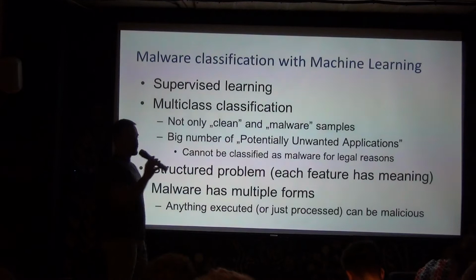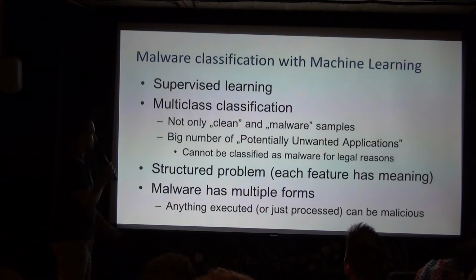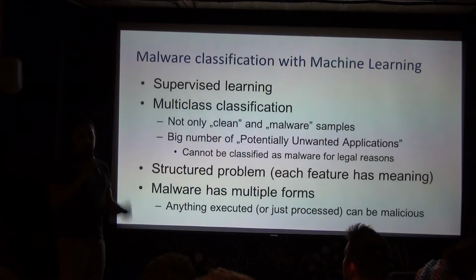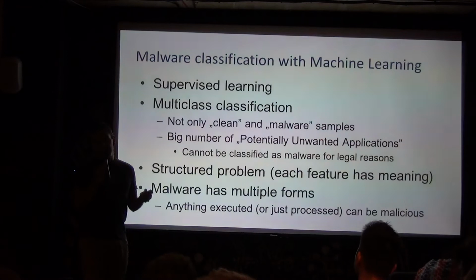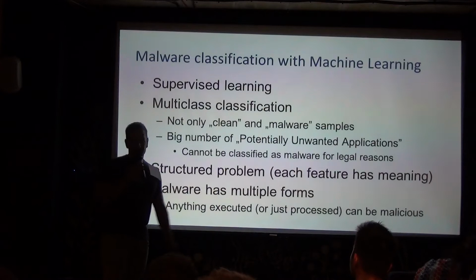Okay, let's focus on the malware. So in case of malware, that's the problem we're facing. So it's supervised learning. We have samples. Some are clean, some are malicious. But it's not only about this. We have a third class, which is potentially unwanted software. And this class is huge. 40% of detections of ESET on Windows is related to potentially unwanted applications, 80% on Android platform, for example. So that's a huge area.